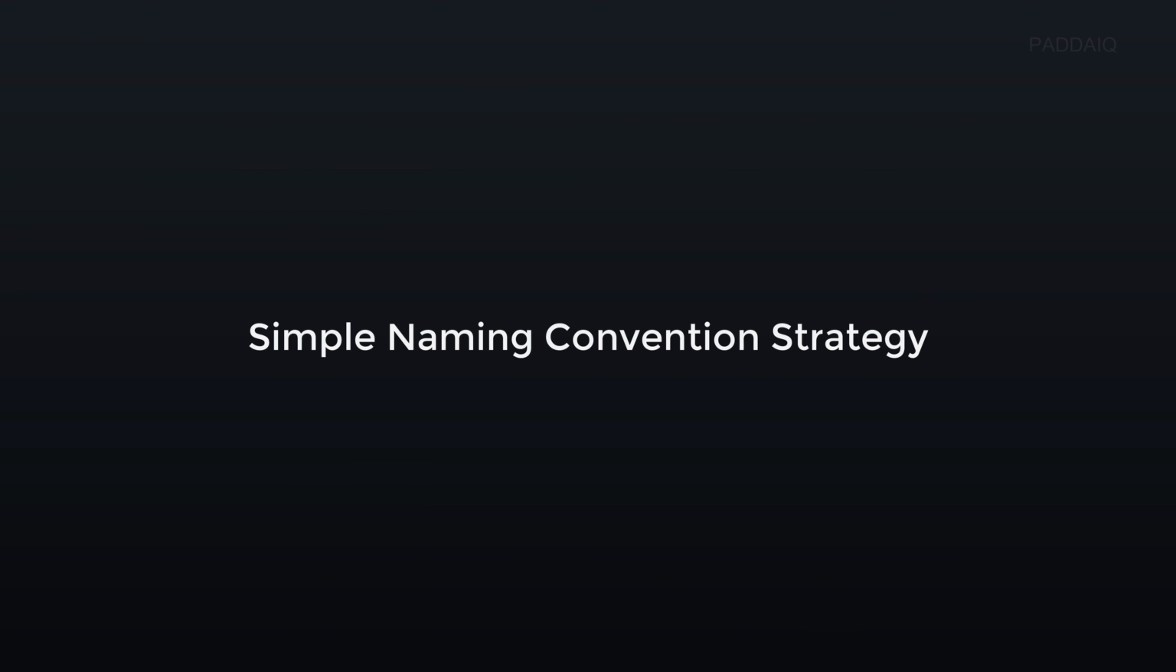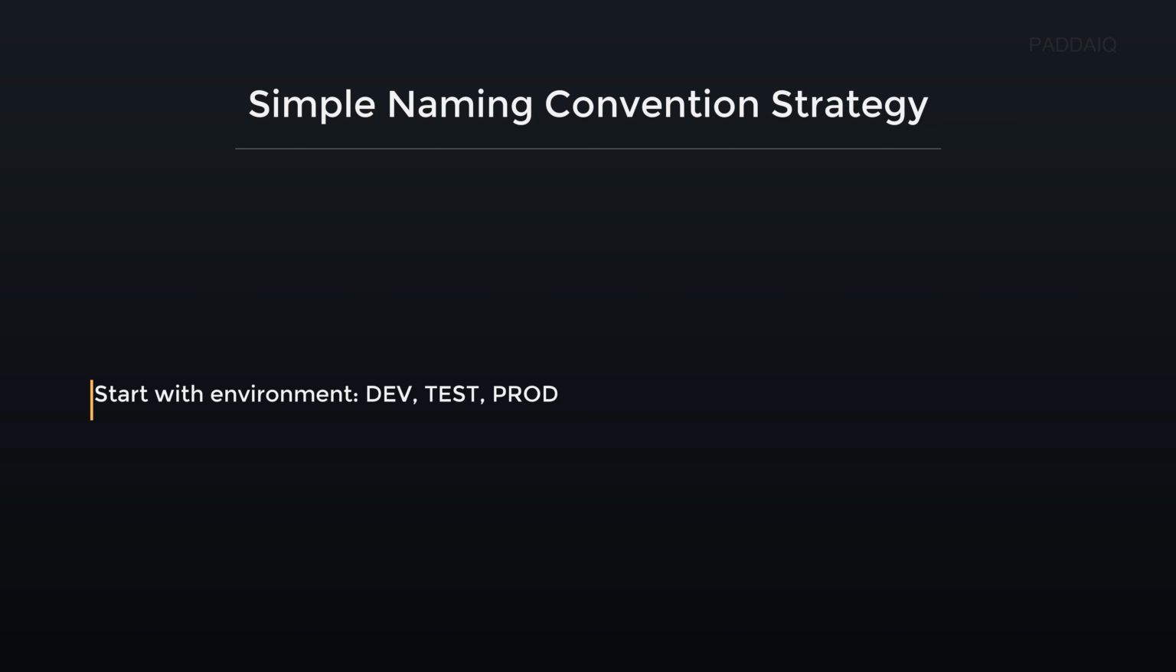Simple naming convention strategy. Start with environment: dev, test, prod. This means your first identifier in any name should be the deployment environment. For example, name a development account dev_US_ERP_001. This immediately clarifies the instance's purpose and stage, preventing costly misconfigurations. Always prefix with the environment to maintain clarity and safety across your landscape.